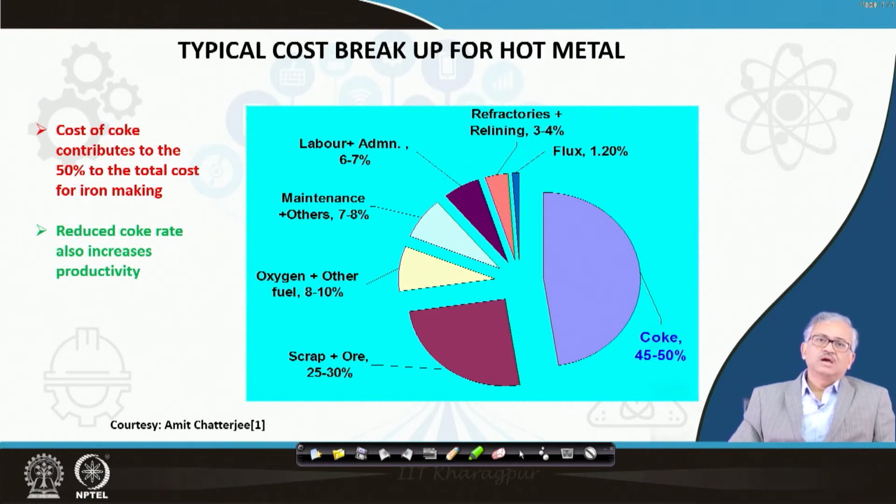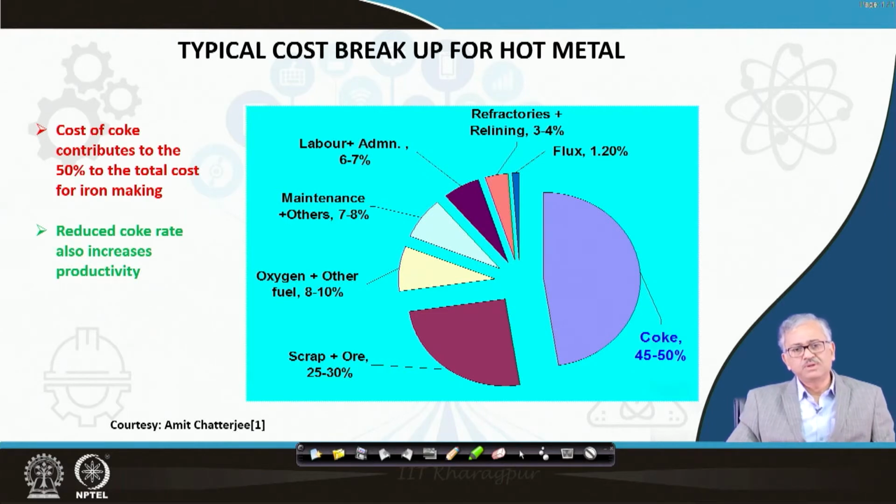That's why people are always trying to reduce the coke rate in the blast furnace. But the blast furnace cannot operate with a minimum amount of coke. A certain amount of coke is required basically to physically hold the overburden in the blast furnace. So, coke is essential, but obviously the coke rate can be reduced. How can you reduce the coke rate?